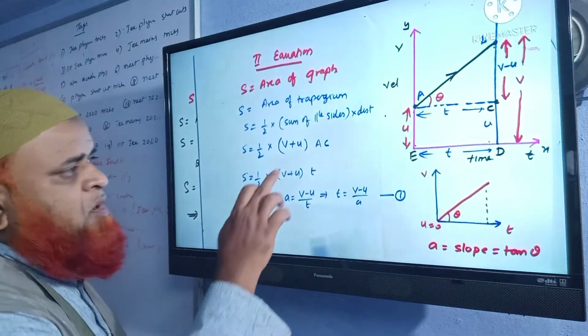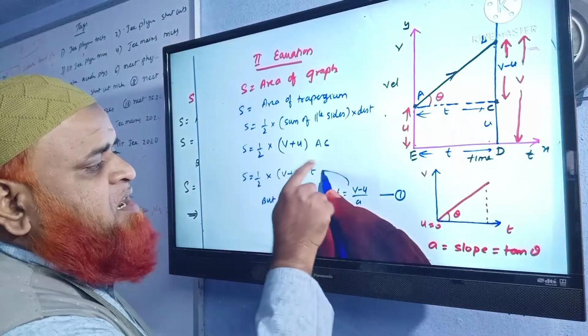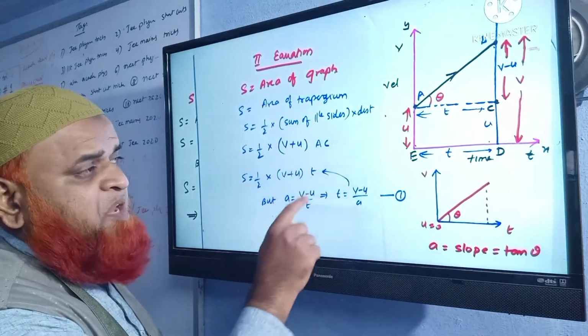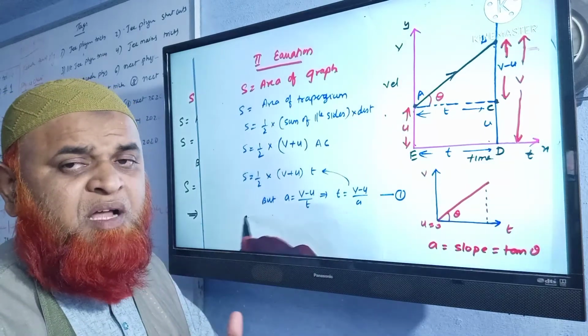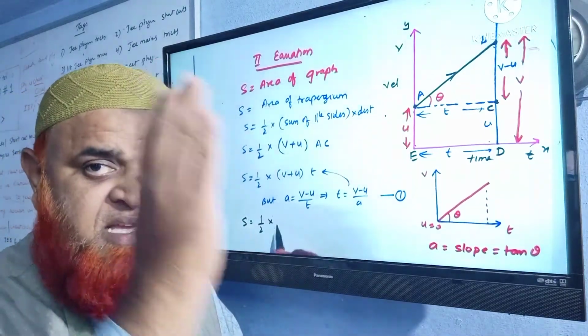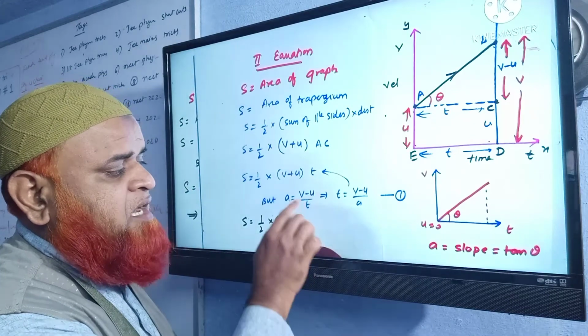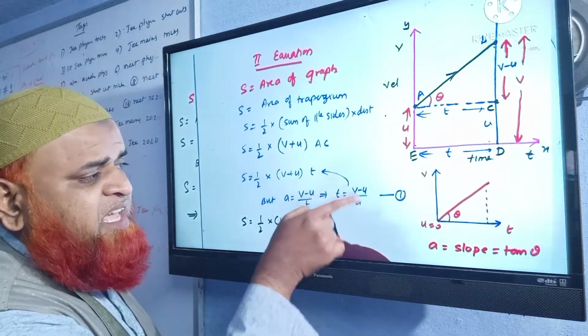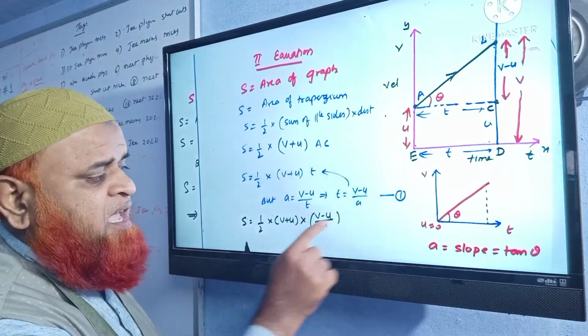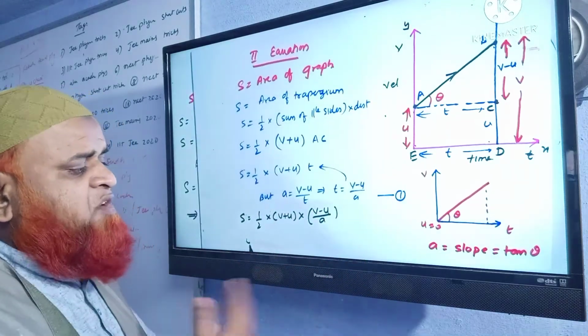Let us see what happens now. What is AC here? AC is nothing but T. And you all know acceleration is nothing but V minus U by T. Therefore, T, if you take it to the numerator, acceleration comes to the denominator. So here T is replaced with V minus U by A. Replacing here, what is going to happen now?